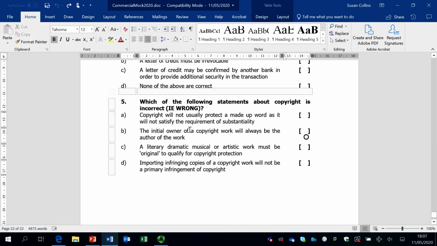A made-up word wouldn't normally satisfy the requirement of substantiality. We talked about that and the fact that a trademark would be better. Under C, a literary, dramatic, musical, or artistic work must be original. That's true. We know that has to satisfy originality, quite a low threshold, but it's still a requirement. And then here, importing infringing copies will not be primary infringement. That's correct. It would be secondary infringement, of course, not primary. So that means B is the wrong answer, because of employment situations where the employer could be the initial owner.